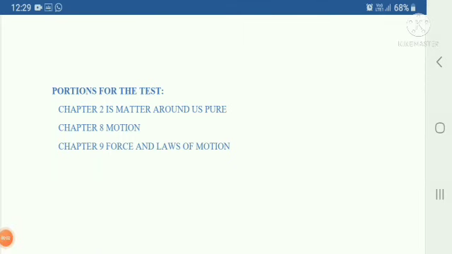First, we are going to see the portions for the test. Students, you should read these 3 chapters for the test. Chapter 2 is Matter Around Us Pure. Chapter 8 Motion. Chapter 9 Force and Laws of Motion.